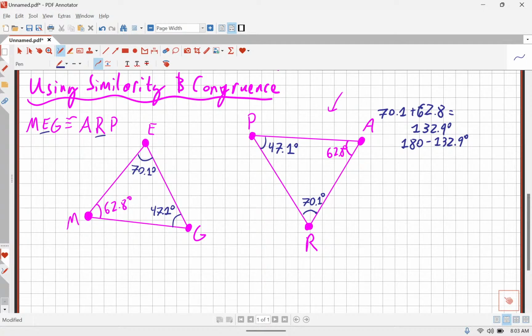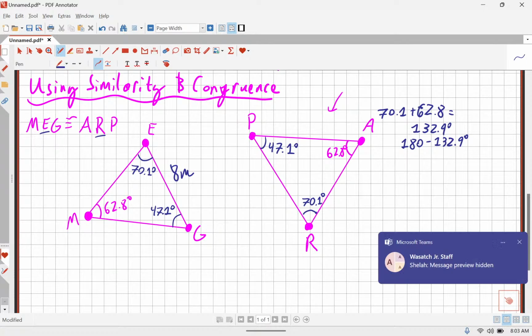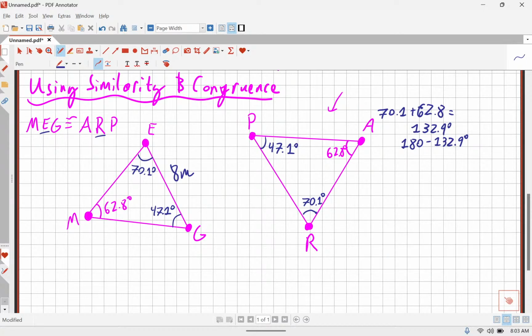Okay. What if I told you that the measure of EG was 8 meters? What could you tell me? The measure of EG is 8 meters. What could you tell me about Arp? Teach, teach.